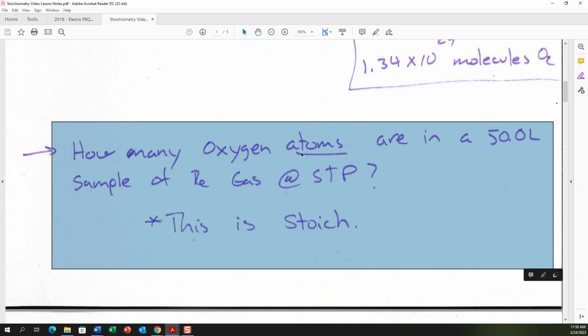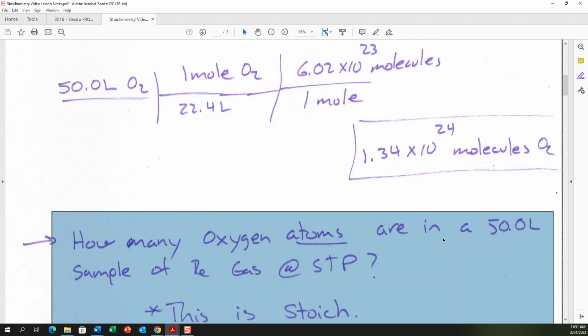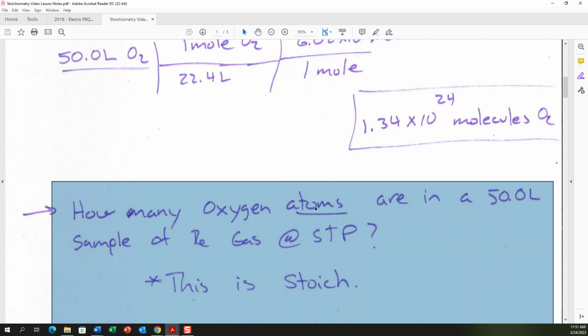How many oxygen atoms, not molecules, atoms, are in a 50-liter sample of the gas? Since we know oxygen means O2, if we did this calculation, notice the answer is molecules of oxygen, but here we want atoms of oxygen. So we're looking for a different thing, a different substance. We're given liters of oxygen molecules, but we want to figure out total oxygen atoms.